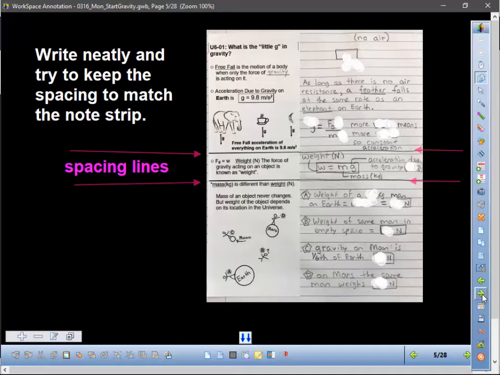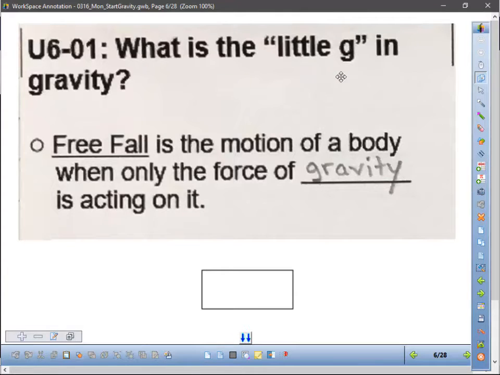Alright, so here we go. Unit 6.1. What is the little g in gravity? So let's talk about free fall. Free fall is the motion of a body when only the force of gravity is acting on it. So go ahead and write in the word gravity right there. Free fall is the motion of a body when only the force of gravity, only one force, the force of gravity.